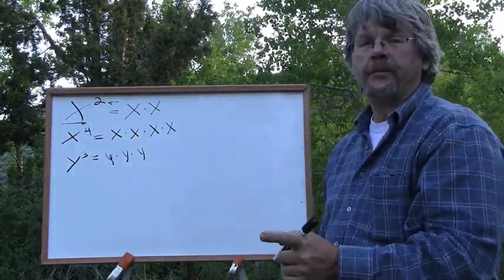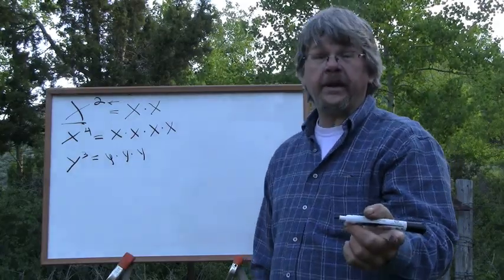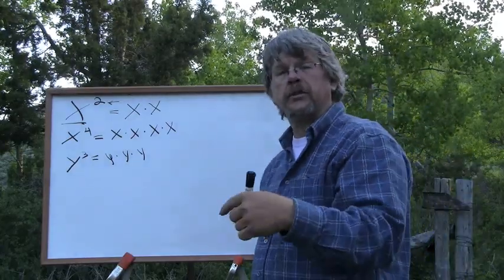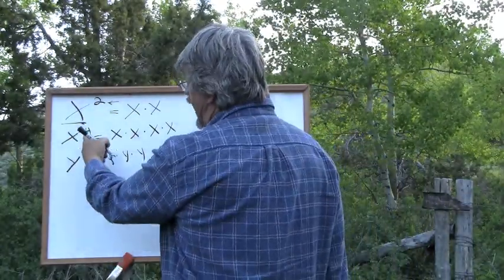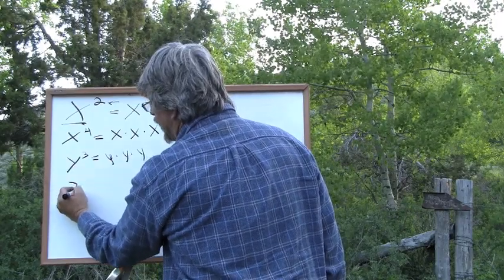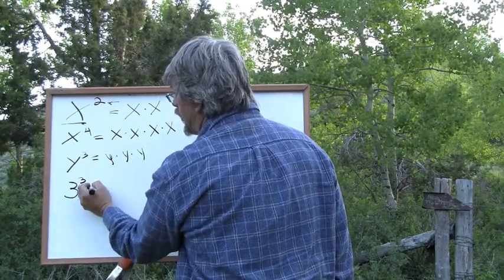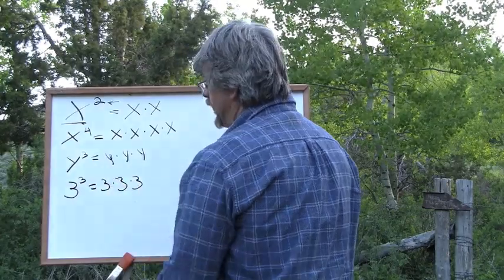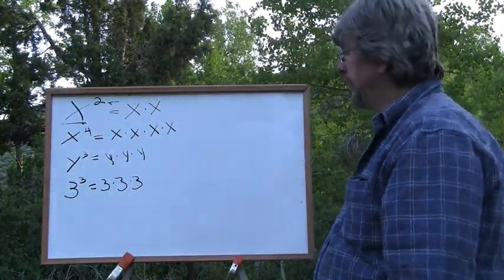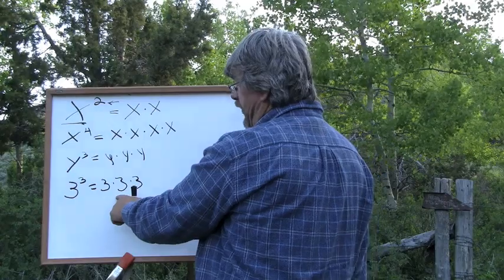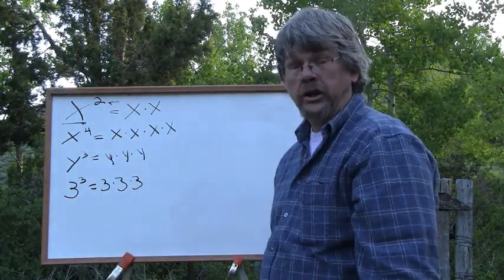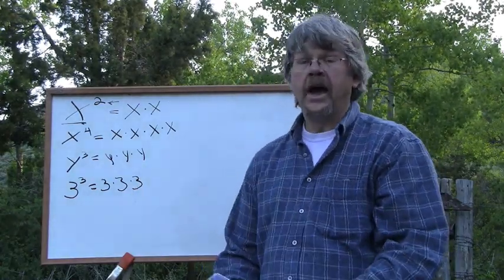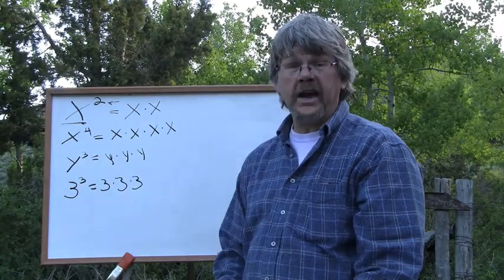It's that simple. With numbers, it is the exact same thing. You just multiply the main number by however many times this little number shows you. 3 to the 3rd equals 3 times 3 times 3, which is equal, 3 times 3 is 9, times 3 is 27. You can see how fast an exponent will get large, can't you?